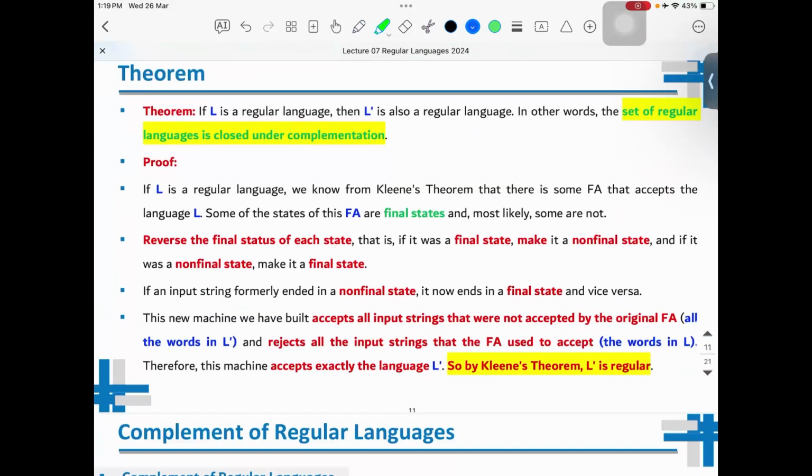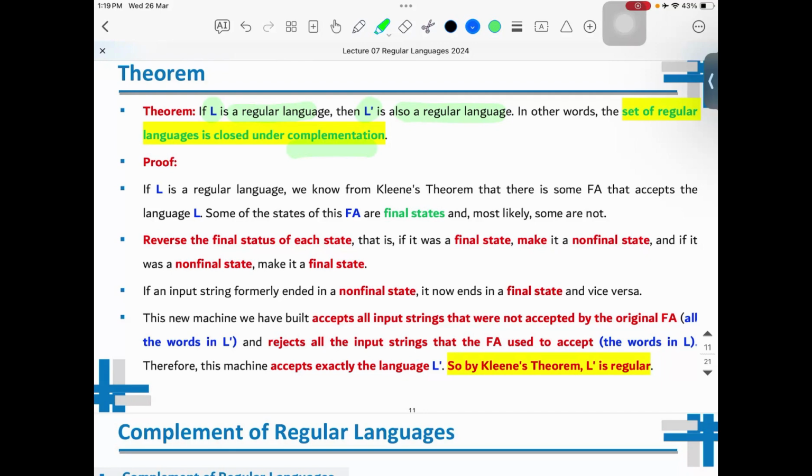If L is a language, then L prime, for example, if L is a regular language, L prime will also be a regular language. It means regular languages are also closed under the complement, same as the union, the concatenation, star closure, as well as the complement. So here we can see how we can take the complement.